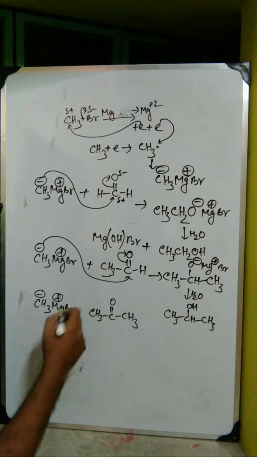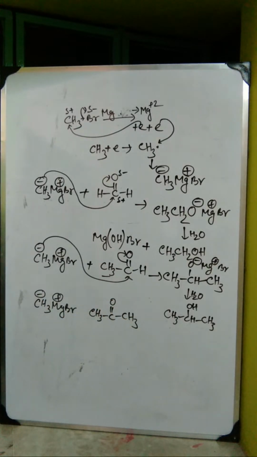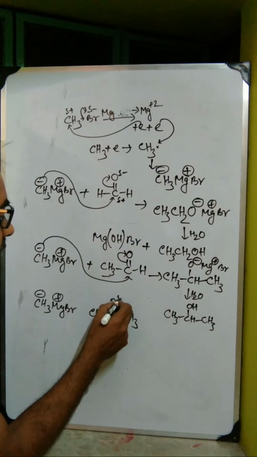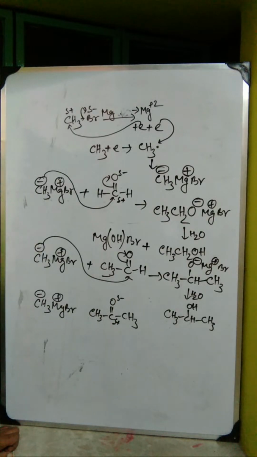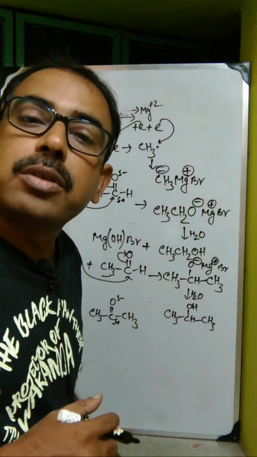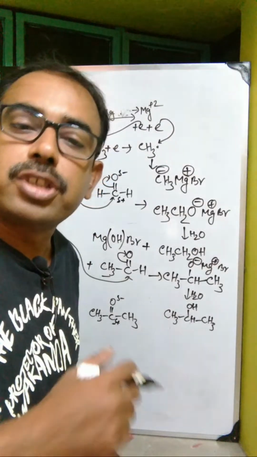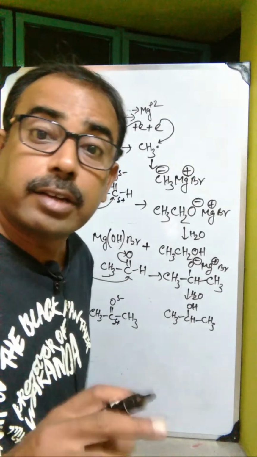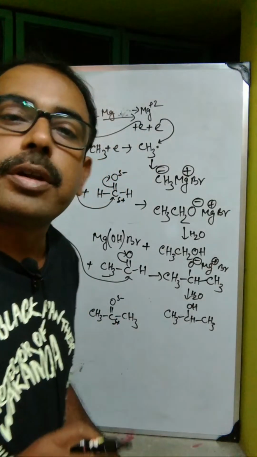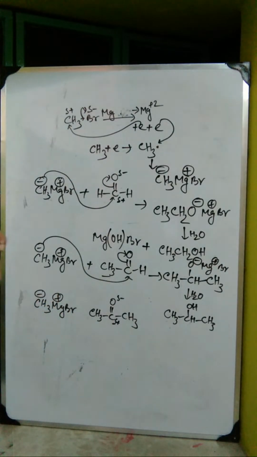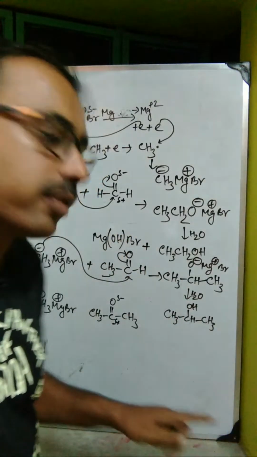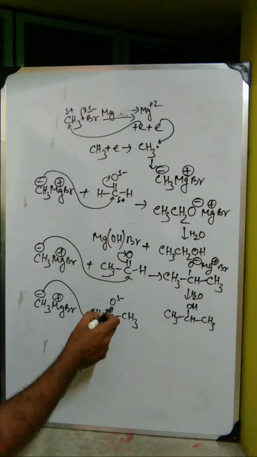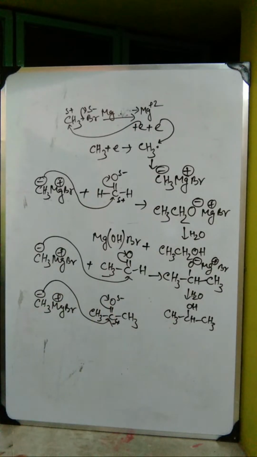Here the carbon is partially positively polarized and the oxygen is partially negatively polarized. Since oxygen is more electronegative than carbon, the bond pair electrons are shifted more towards the oxygen atom, making the oxygen partially negative, or electron rich, and the carbon electron deficient. So a nucleophile, CH3 minus carrying a negative charge, should attack this carbonyl carbon.